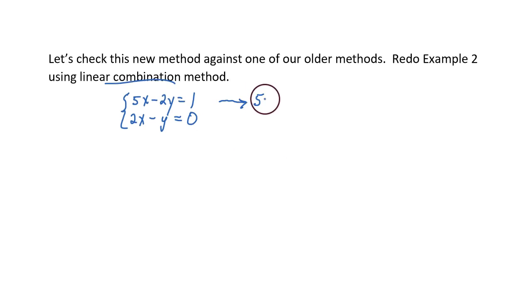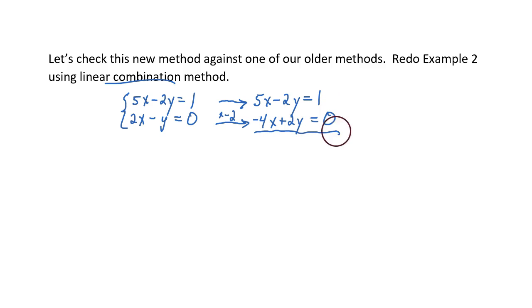Let's keep the top equation the same as it is, but transform the second equation by multiplying by -2. Now we'll have -4x plus 2y equals 0. And we will combine these linear equations by adding in the columns. 5x and -4x makes 1x. The y terms cancel, and 1 plus 0 is 1. We have x equals 1.